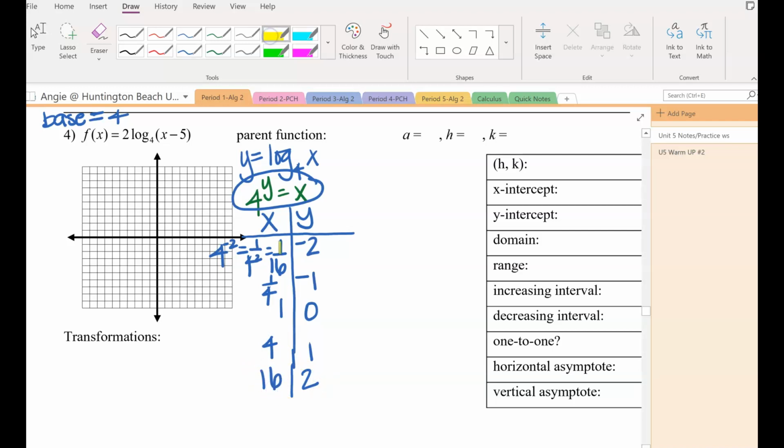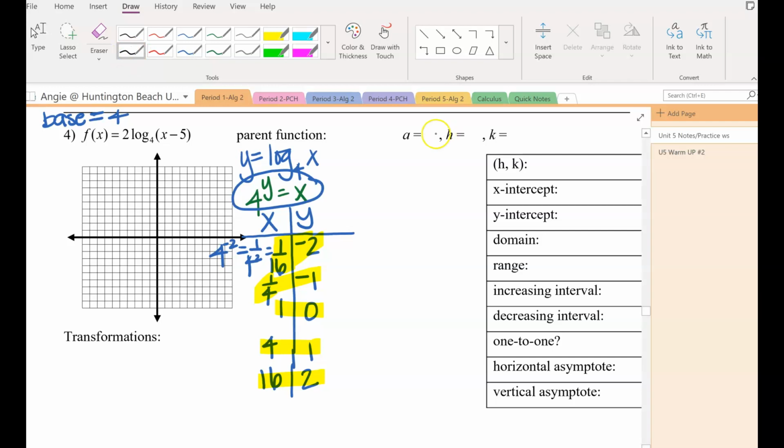These are all of the values for the parent function of y equals log base 4 of x. 4 to the y equals x. They will give us the same exact inputs and outputs, except that we write it in exponential because it's easier for you guys to make the table.